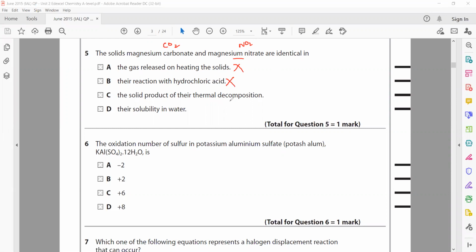A solid product of their thermal decomposition: when we heat them, it will produce magnesium oxide plus carbon dioxide. This will produce magnesium oxide plus nitrogen dioxide plus oxygen. So both are giving the same product. That's why C is the right answer. All nitrates are soluble, so their solubilities are not the same because magnesium carbonate will be insoluble.